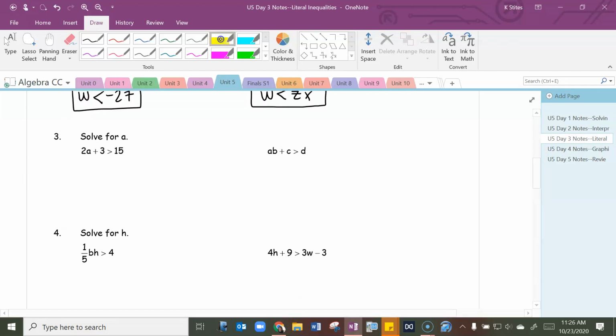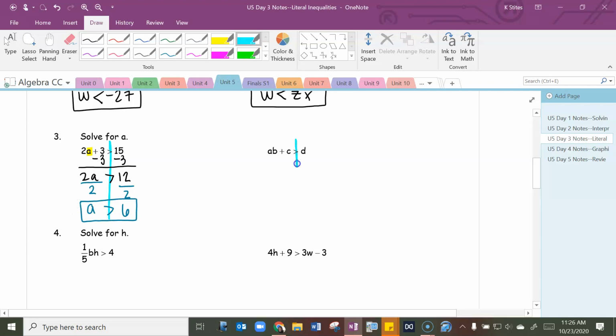All right, so now let's go ahead and solve for a. And if you'd like to draw your line through your inequality, you certainly can. To solve for a, we would start by subtracting 3 on both sides. 15 minus 3 is 12. And then to get a by itself, we'll divide by 2. I am dividing by a positive, so I'm not going to flip the symbol. It stays pointing to the right, a greater than. 12 over 2 is 6.